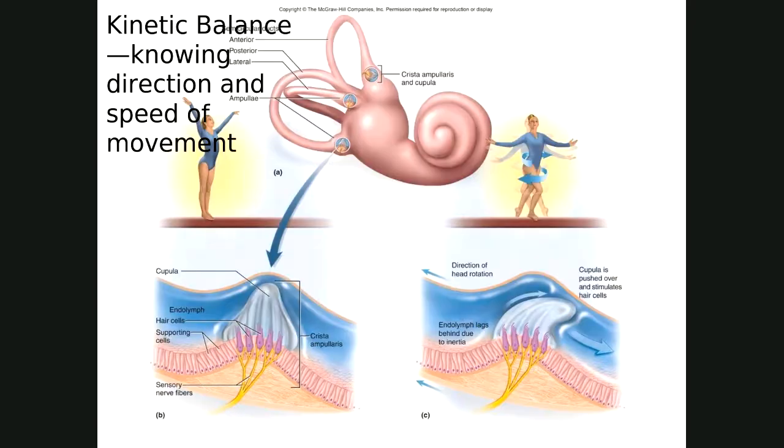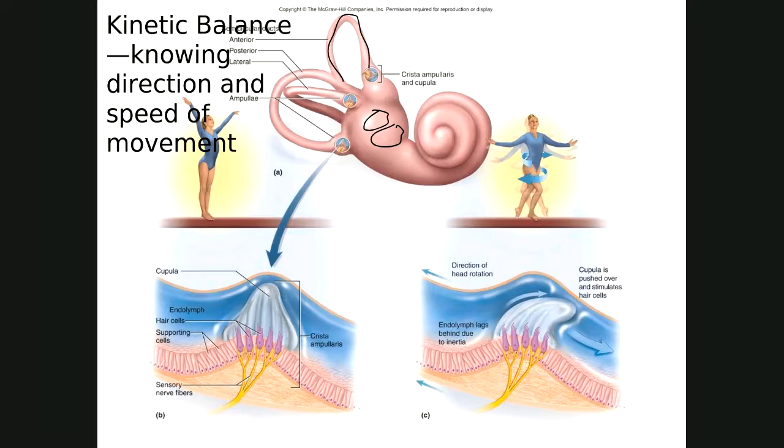Okay, let's look at the other type of balance. So this is kinetic balance. So remember, kinetic means movement. So we're going to know the direction that we're moving and how fast we're moving. Well, these are different organs. These organs are not found in the utricle or in the saccule. They're found in these semicircular canals.